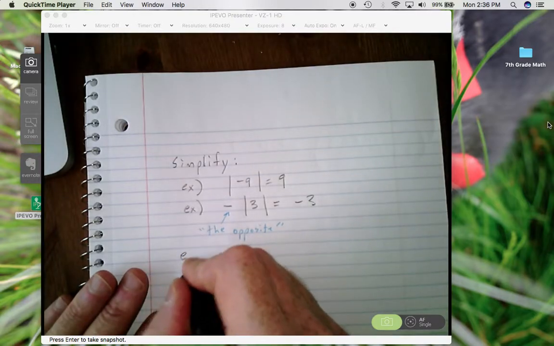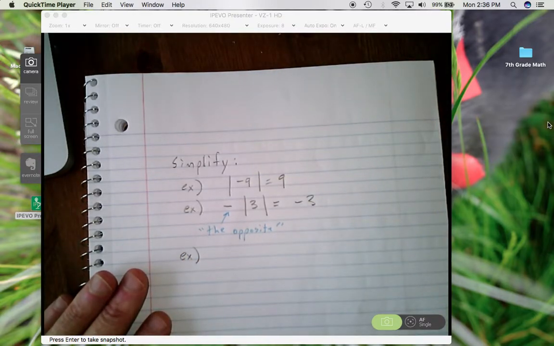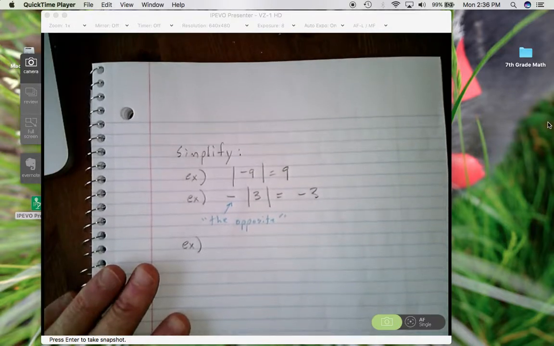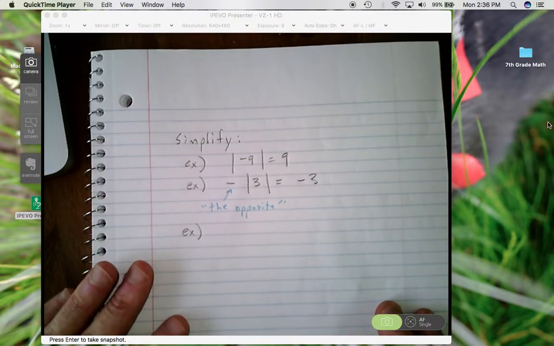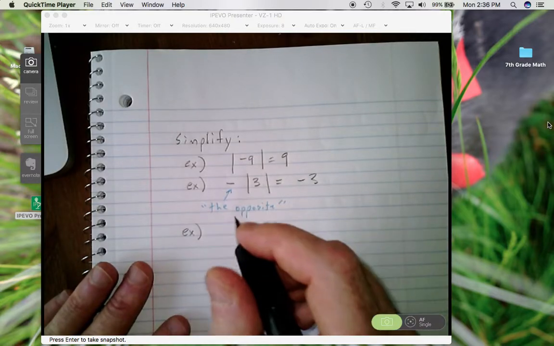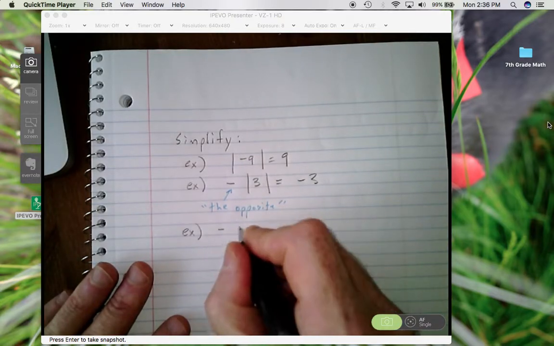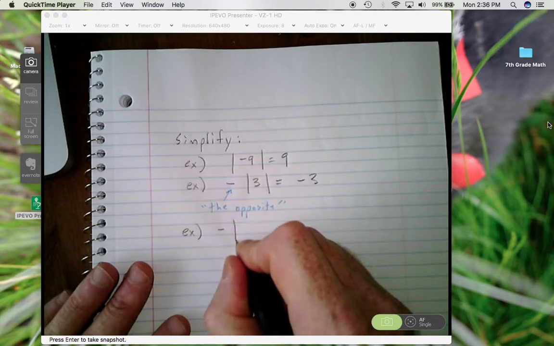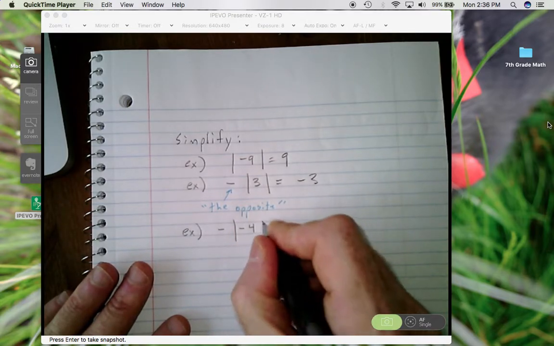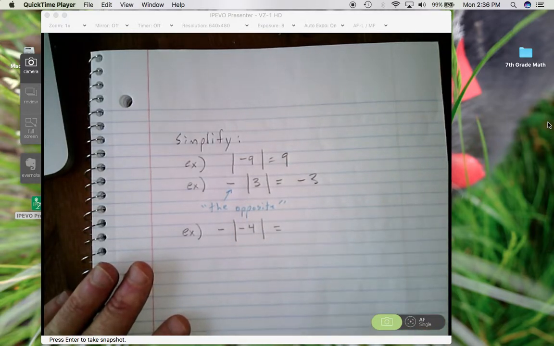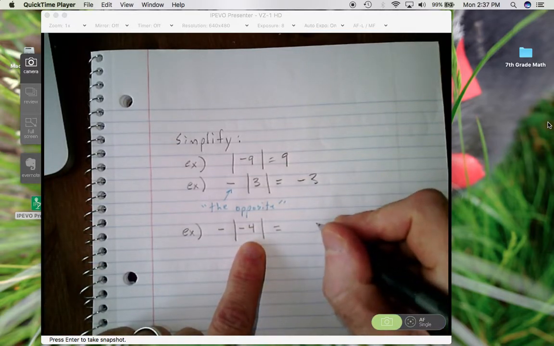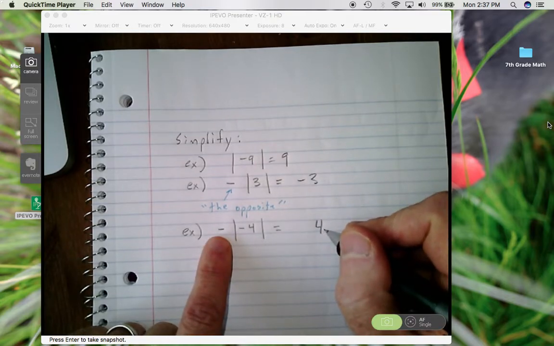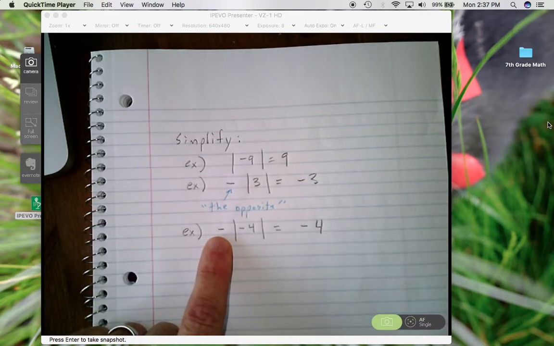Okay, and the last one. After this I think the assignment should be just fine for most everybody. And if not, please send me an email, or log into our Google Classroom and let me know. And this is the last one. It's going to look like this: the opposite of the absolute value of negative 4. Let's look at this first. The absolute value of negative 4 is 4, and I want the opposite of it, so the answer is negative 4.